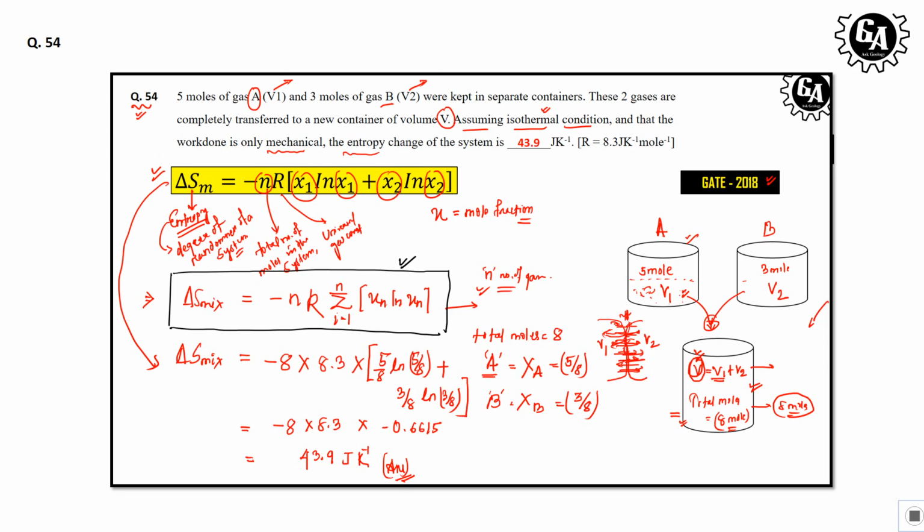This is actually question number 54 that we solved in GATE 2018. You can see this is 14.9, and the answer is around 43.9277, this type. Okay, so the answer is okay, and I think you all might have remembered this formula, but let's just derive it.